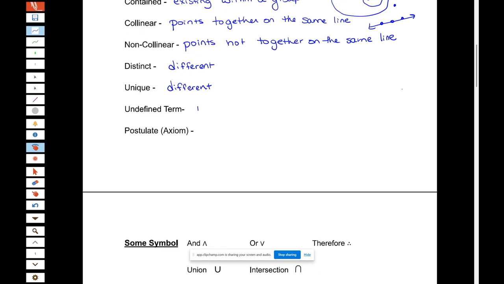An undefined term, we already talked about that. Point, line, and plane, because they do not exist in 3-dimensional space. We just use the pictures of them to model things.